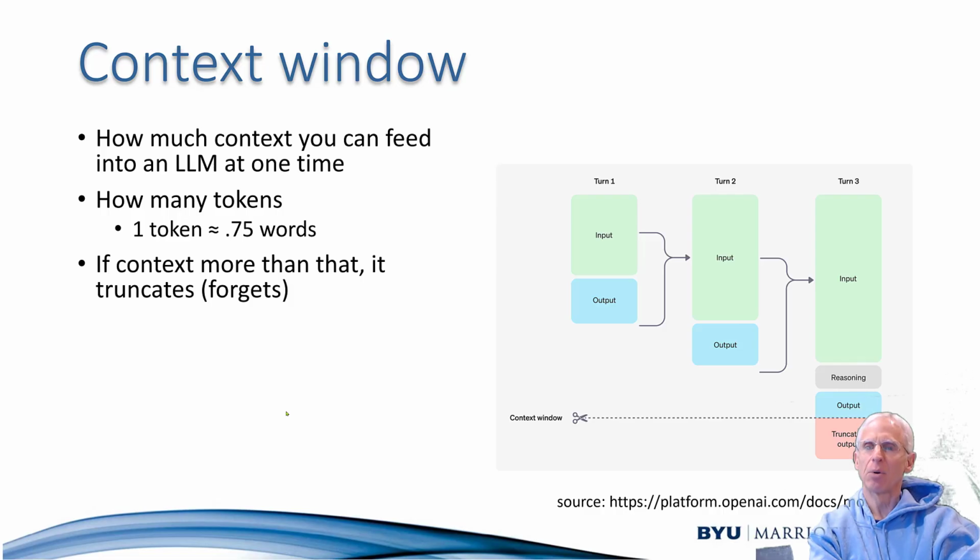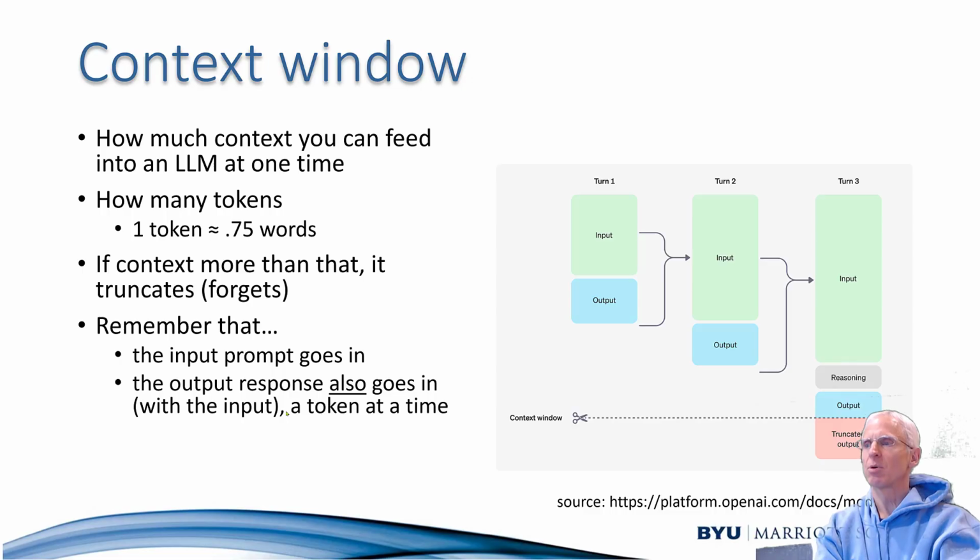Then you have the output, and then there's a point where it cuts off the output. Actually, this is not a completely accurate diagram here. As I understand it, it would not truncate the output, it would truncate the beginning of the input. That's probably more representative. But anyway, you get the idea. The idea is that the context window is how much data the large language model can ingest at one particular time.